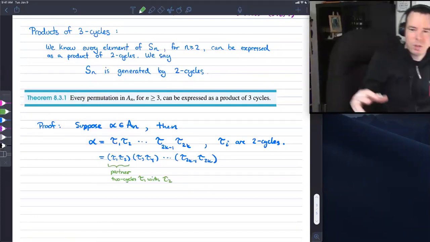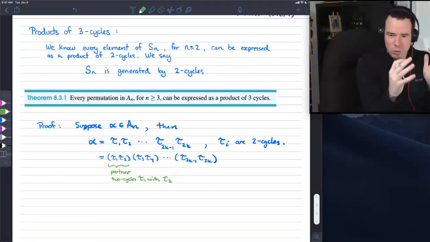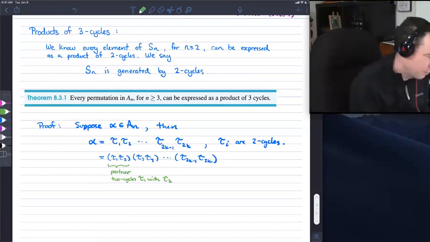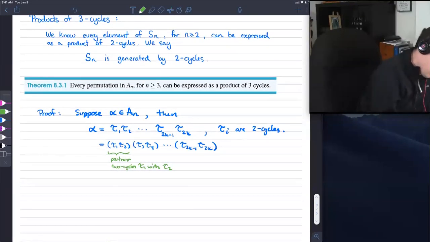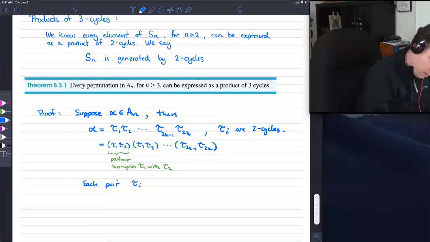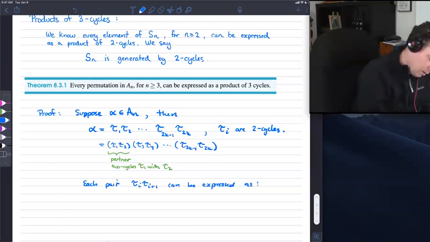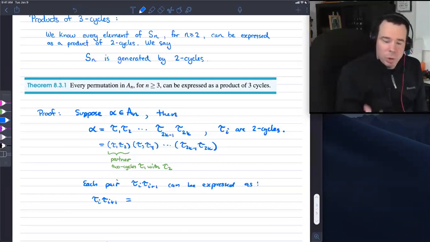All I've done is regroup and say, I'm going to put the first two cycles together and make a partnership out of them, and so on. So we've got these pairs. Each pair, tau i and tau i plus 1, can be expressed as a product of 2 cycles.